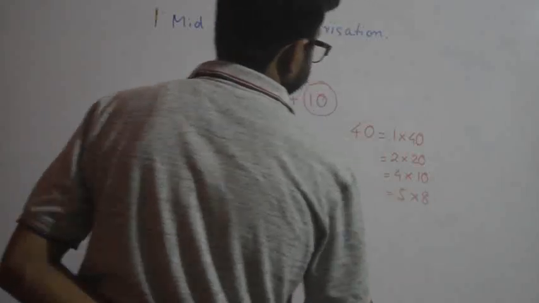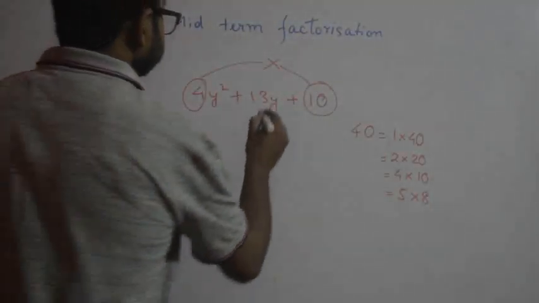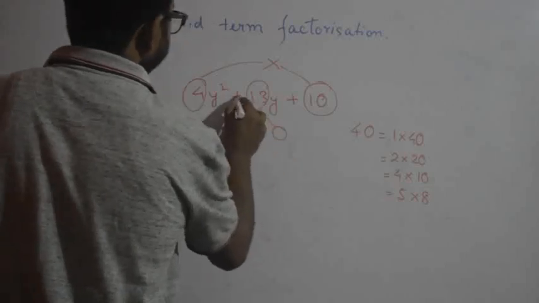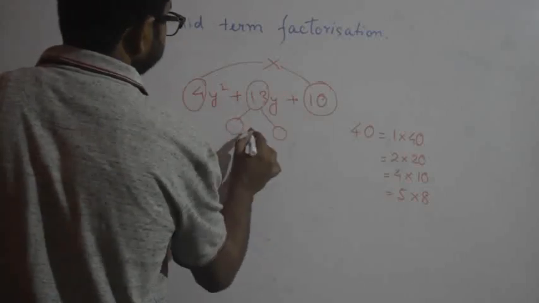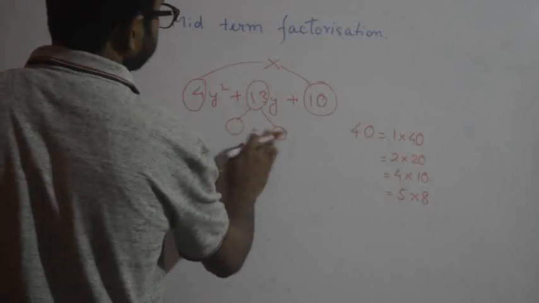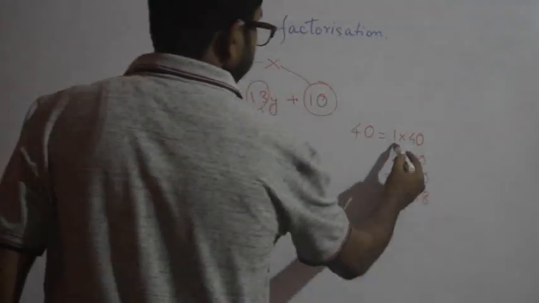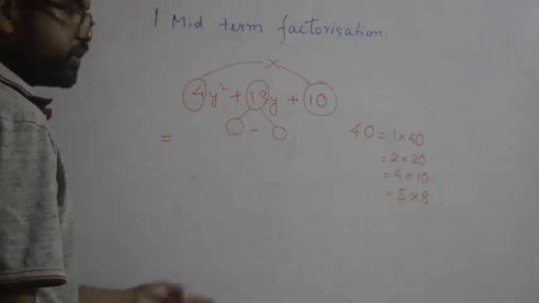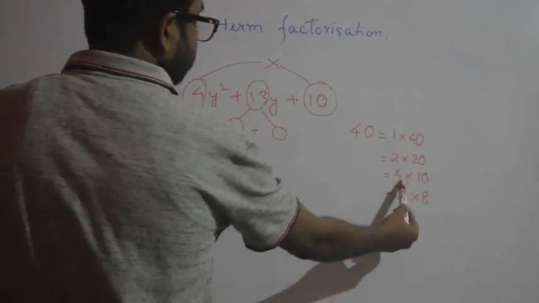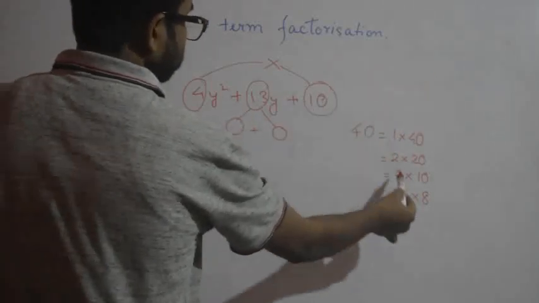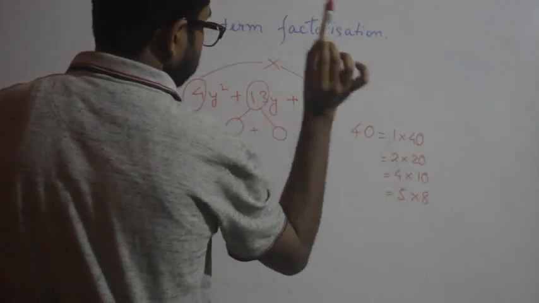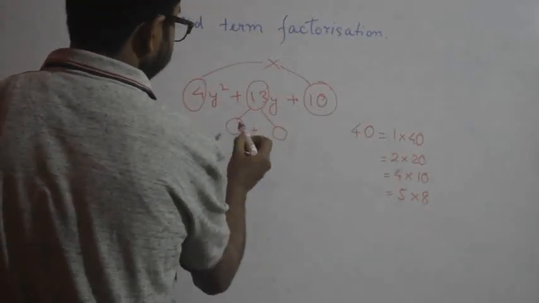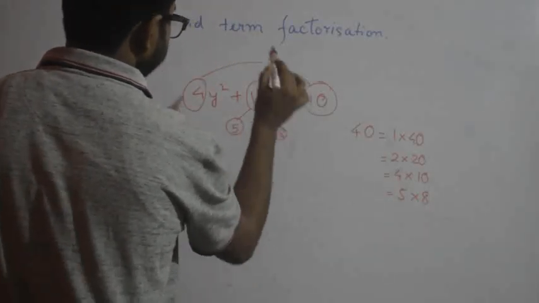Now what is the middle term? 13, and you have to split it into two terms. And since both the terms are plus, here it will be plus. You have to get two positive numbers. So 1 plus 40, you will not get 13. 2 plus 20, you will get 22, which is not equal to 13. 4 and 10, 4 plus 10 will give you 14, not 13. But 5 plus 8 is 13. So here you can write 5 plus 8.